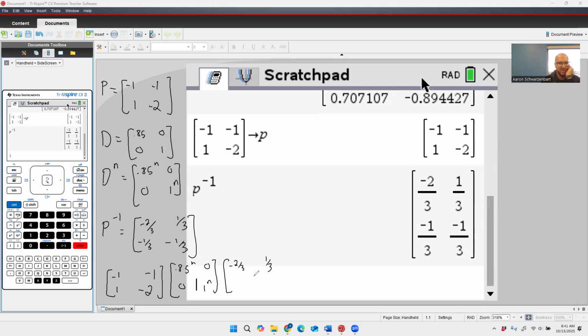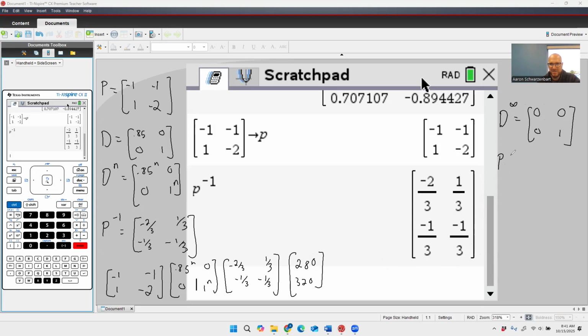Then P inverse is -2/3, 1/3, -1/3, -1/3, times 283/20. So what's actually happening as I go to infinity? 0.85 to the n, so D to the infinity becomes 0.85 to the infinity, which goes to 0, and the other is just 1.